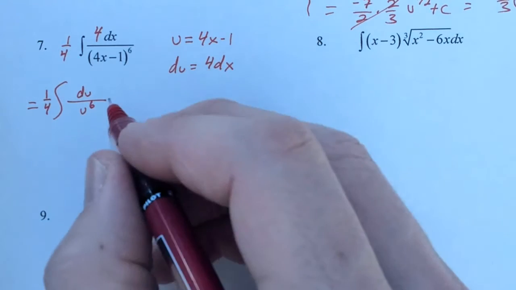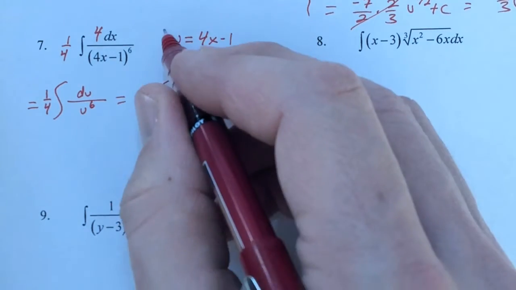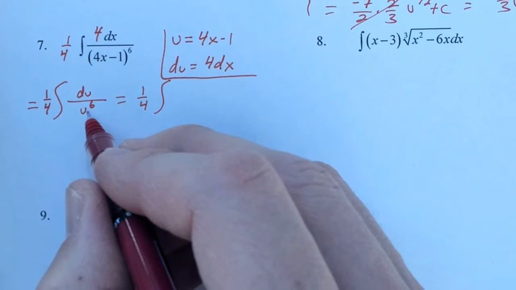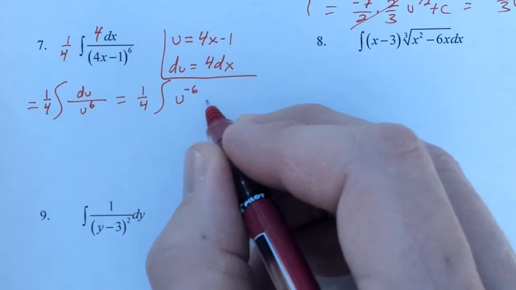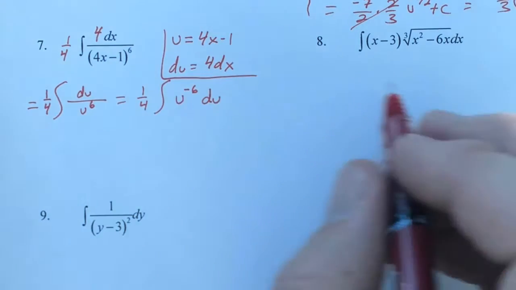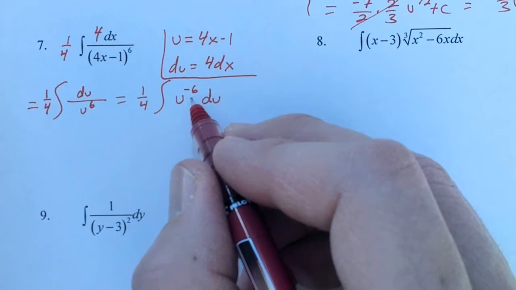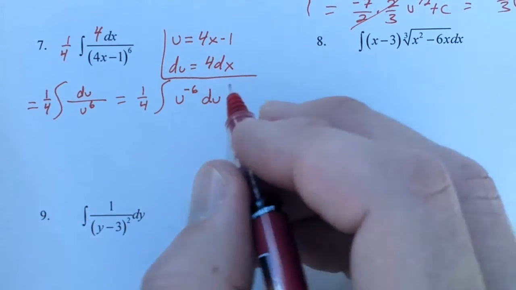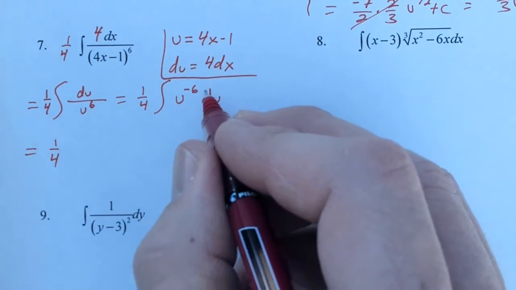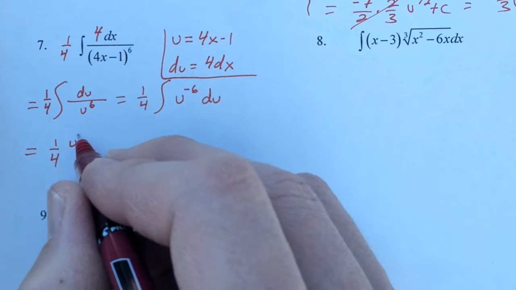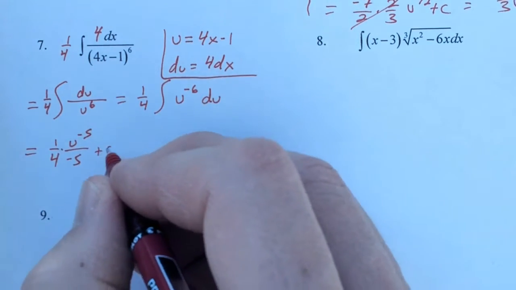It's u to the 6th power, which means that we can rewrite this with no longer having a fraction. U to the 6th, a positive 6 in the denominator, becomes a negative 6 in the numerator. We can do this with problem number 4 as well, but that leaves us with a negative 1, and that also sends us to natural log. But this is not natural log. This, with our 1/4 out front, the antiderivative of u to the negative 6 is u to the negative 5 over negative 5, plus c.